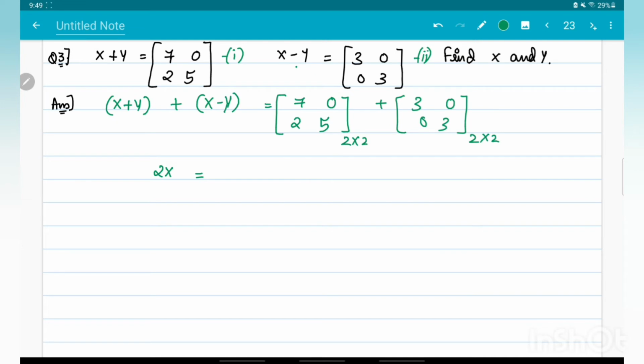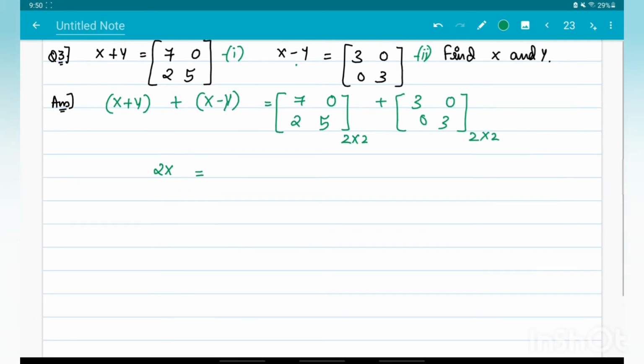Okay, 2 rows and 2 columns, and as you know, we can perform addition and subtraction of matrices only and only if the order is equal for both the matrices. So here our order is equal, so we can add the corresponding elements. So when I add, this becomes 10, 0, 2 plus 0 is 2, 5 plus 3 is 8. Okay, so this is my matrix.